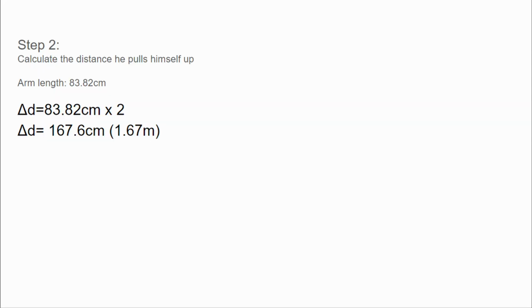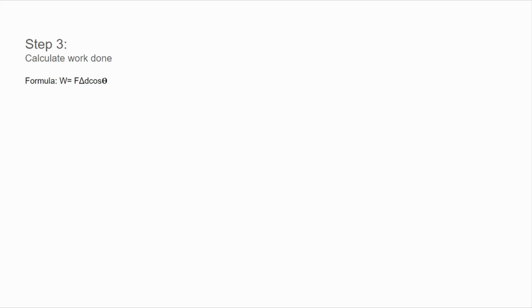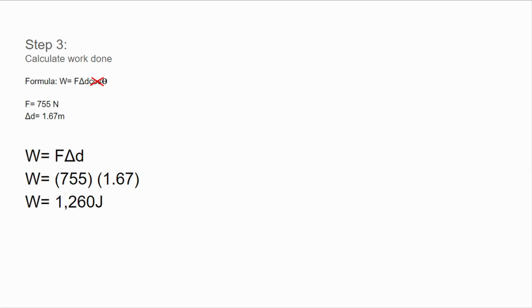83.82 times 2 is 167.6 centimeters. Turning that into meters is 1.67 meters. Using the force and distance I calculated, I was able to calculate work using the formula I mentioned before. Remember, I was able to take cos theta out of the equation because in my case it would equal 1. Having a force of 755 newtons and a distance of 1.67 meters, the work done will equal 1,260 joules.